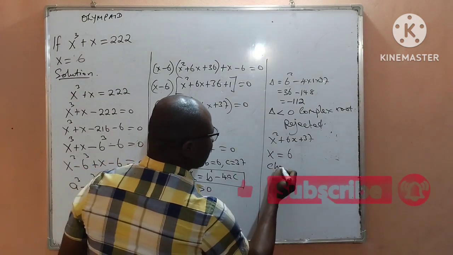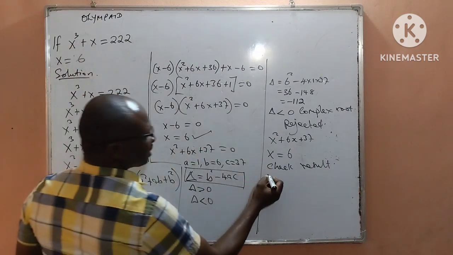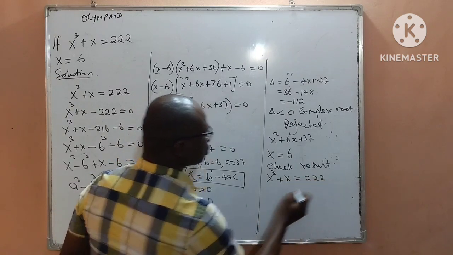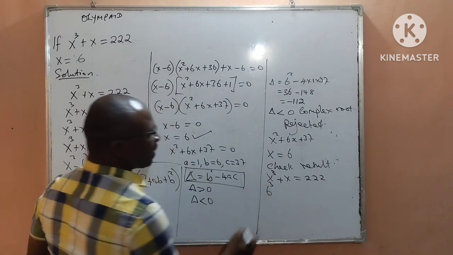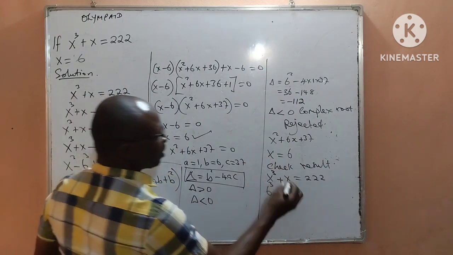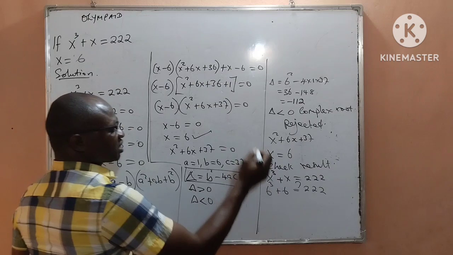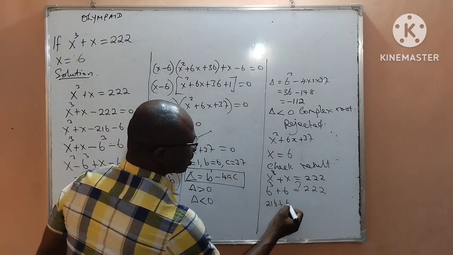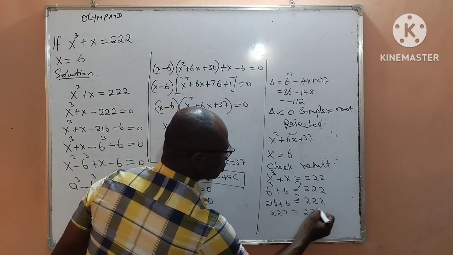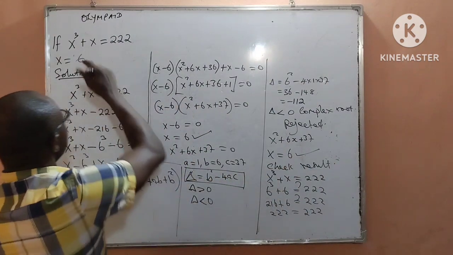Without wasting time, you can decide to check the result on your own. What does it mean? That x cubed plus x is equal to 222. So, when x is 6, 6 raised to the power 3 plus 6, would this be equal to 222? You can test it. 6 raised to the power 3 is 216 plus 6. Is this 222? You can see 222 is equal to 222, implying that the value of x, which is real, equal to 6 is very correct.